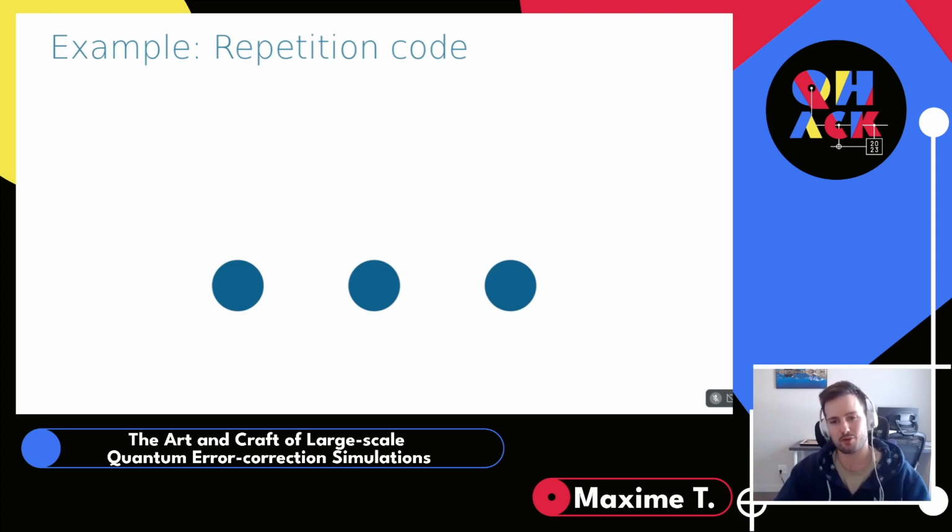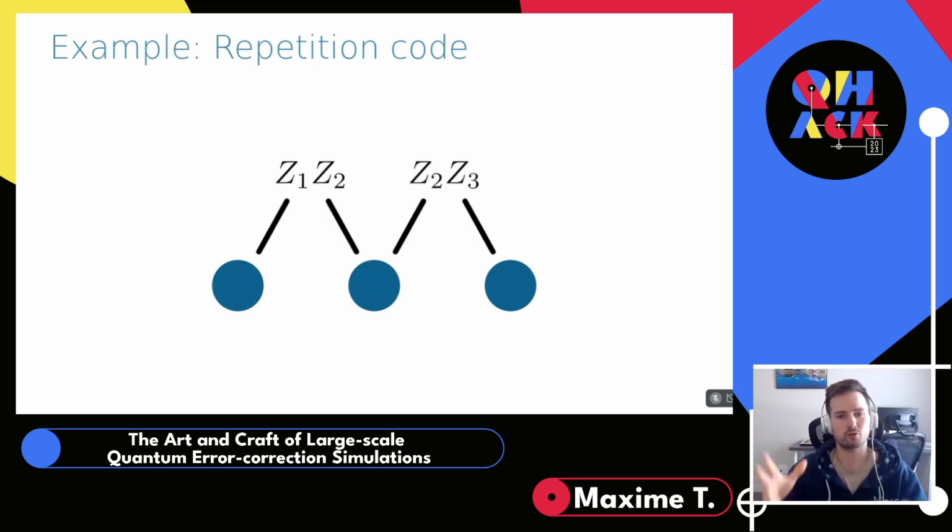So imagine I have 3 qubits represented by a blue circle here. I will add constraints on top of them to be sure that the state they are in satisfies a set of constraints that we call stabilizers. So in this example, I have 2 constraints. The first one is the Z1, Z2 constraint, and the second one is the Z2, Z3 operator. And what I mean by a constraint here is that at any given time, for the state to be valid, it needs to be a +1 eigenstate of these 2 operators at the same time.